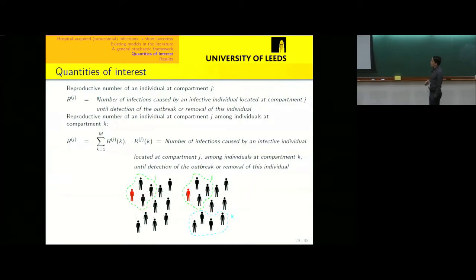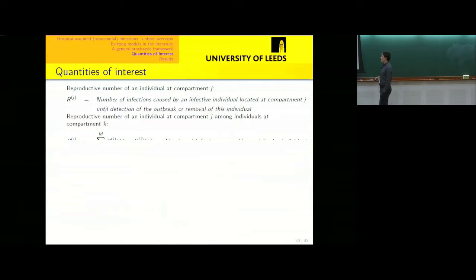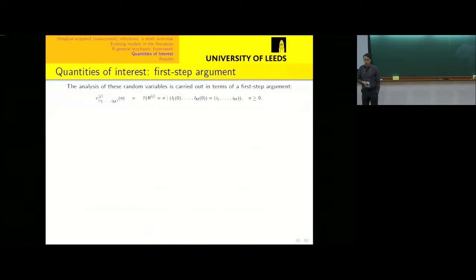Now, what can we do with these reproduction numbers? As I told you, it's a random variable, so ideally I would like to compute the distribution of the random variable. The distribution of the random variable are these probabilities. For example, if you focus on Rj, instead of Rjk, the methodology is the same. You want to compute the probability of your reproduction number being equal to n for different values of n. You could infect 0 people, 1 person, 2 people, or so on.